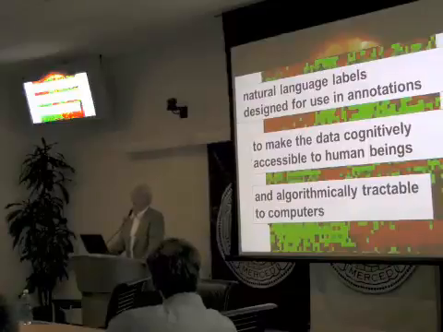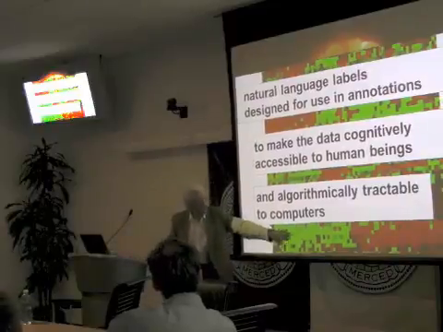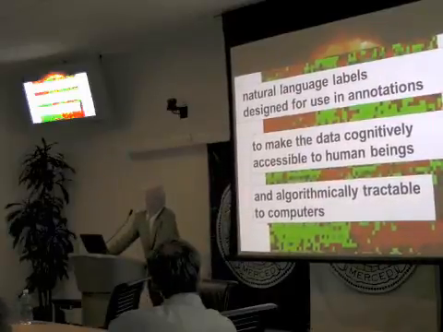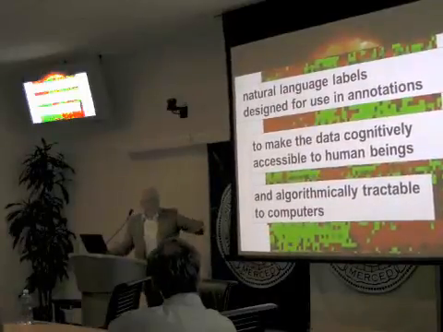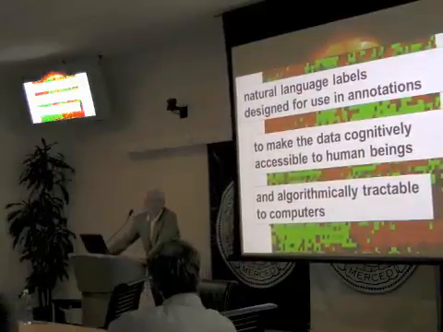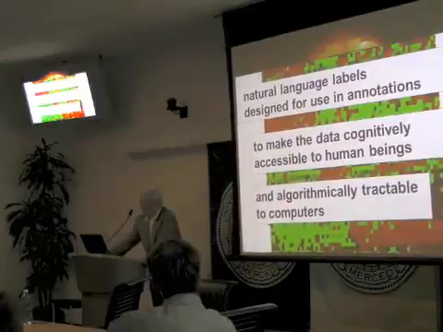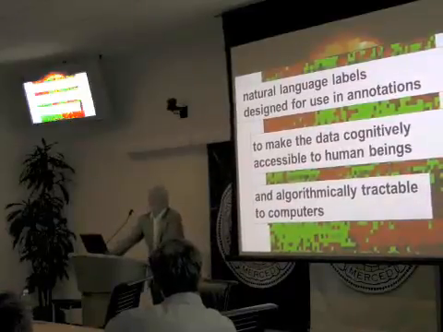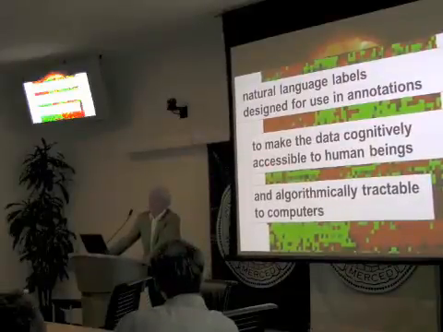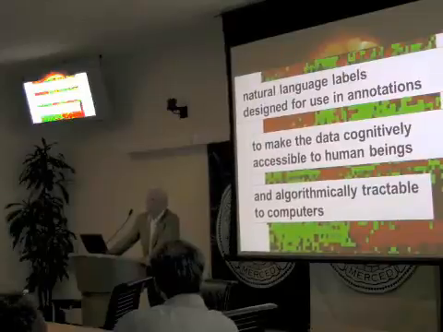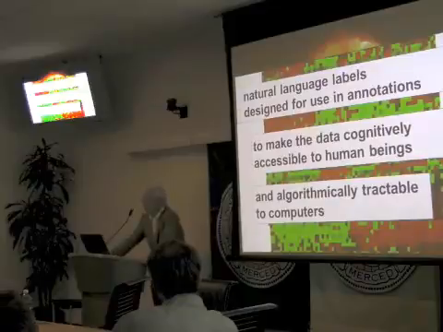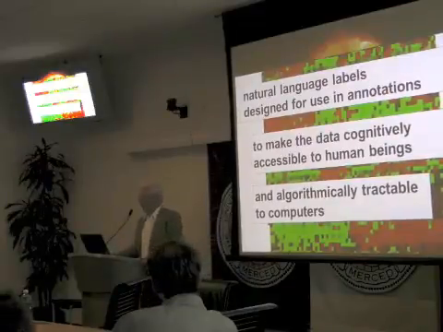And the idea is that the gene ontology will make this data, which is very difficult to understand, cognitively accessible to humans. And it will also make this data algorithmically tractable to computers, so that computers can reason about biology by reasoning about the sequences as annotated using the terms in the controlled vocabulary called the gene ontology. Now, the gene ontology includes not only terms but also definitions, and there is a certain logical structure to the gene ontology. But really, it's a collection of natural language labels.